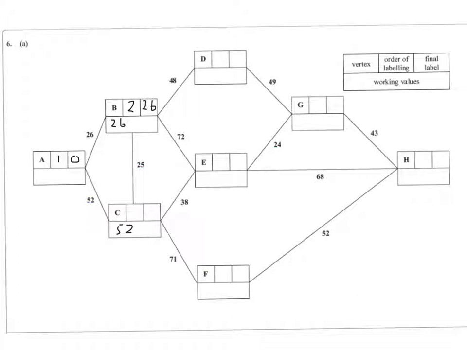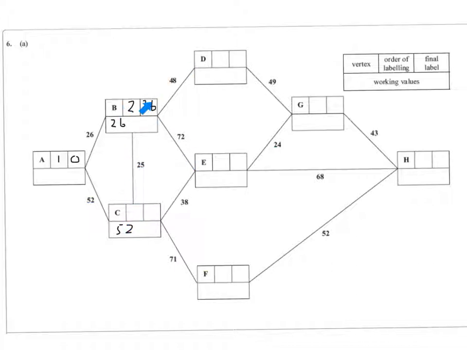Dijkstra's algorithm says we should now record a working value at every vertex that's directly connected to the vertex that's just received its final label. So what's just received its final label? Well, it's B. So we should now look at D and E and C, because these are the ones that are directly connected to B.